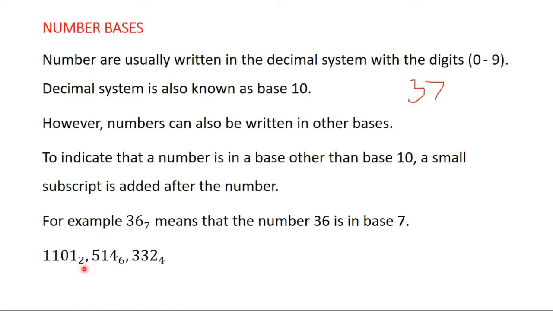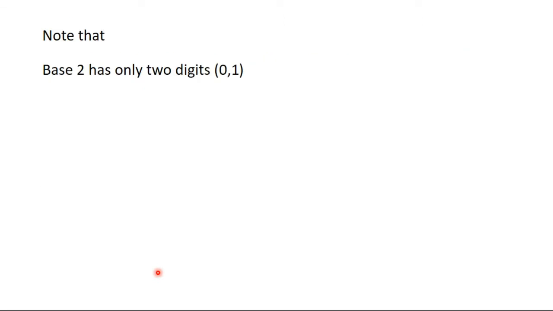Other examples are the number 1101 in base 2, the number 514 in base 6, and the number 332 in base 4. So when you see the subscript written after the number, the subscript gives you an indication of the base in which we are working. Now you need to take note of this very important thing.